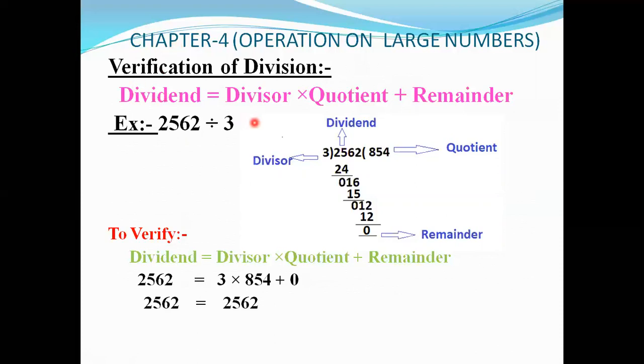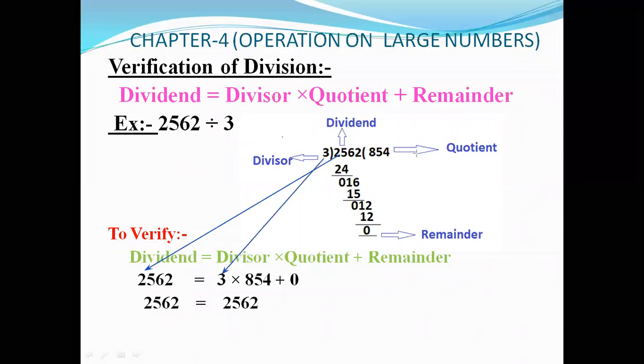Now if you want to verify the division, in class 4 you have already done this type of simplification. Once again I am going to repeat it to verify. This is the formula: Dividend is equal to divisor times quotient plus remainder. How can we verify this formula? Take the example 2562. This is the dividend. The divisor is 3, the quotient is 854, and the remainder is 0.